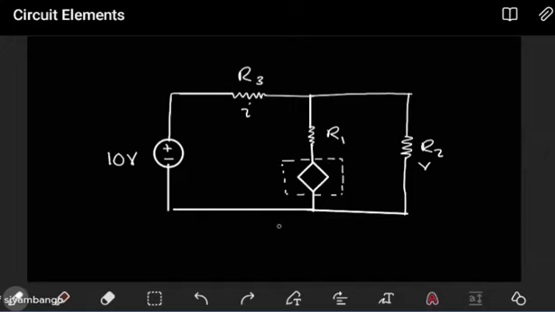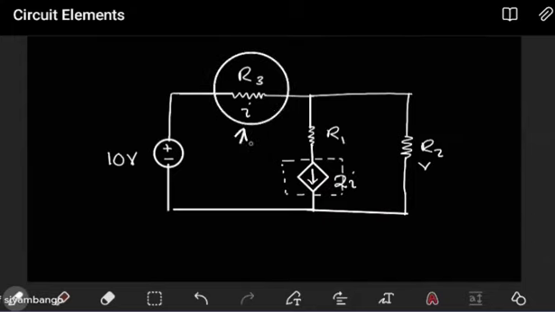Let's say this is a dependent current source, and let's put a current direction there to say it's going downwards. And to show that it depends on something, I can say that the value here is 2 times I. Now, what does this mean? It means that the current supplied by this dependent source depends on the current passing through the resistor R3.